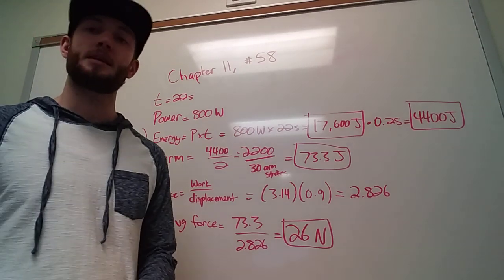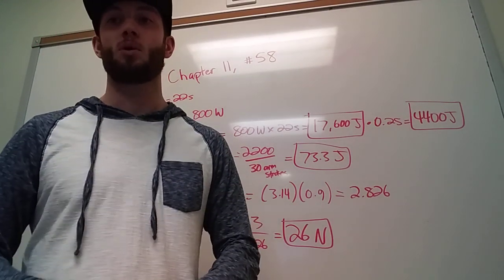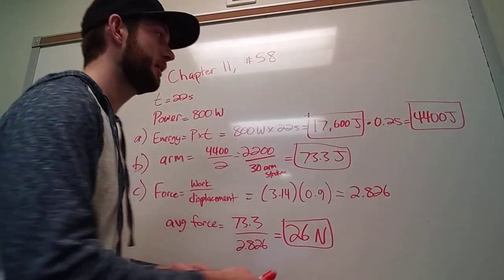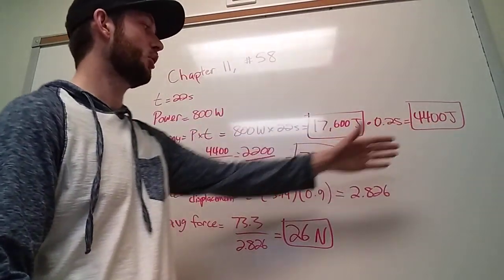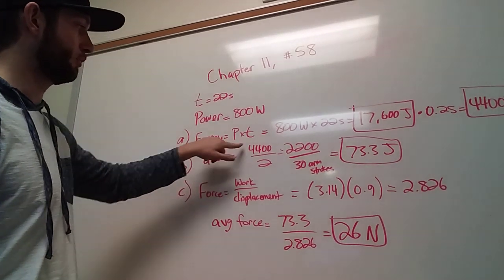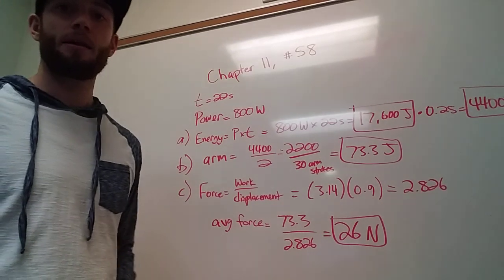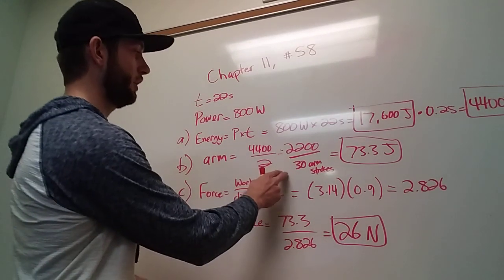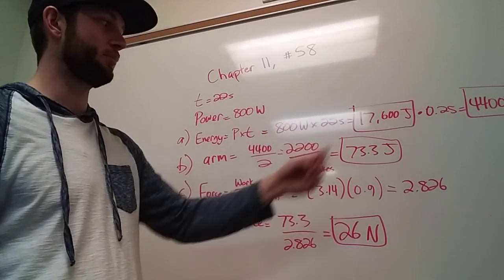Part B then asks, if half the energy is used in arm motion and half in leg motion, what is the energy expenditure per arm stroke? This is how much energy we're using total. If half of that energy is going into the arm, we divide 4,400 by 2 to be left with 2,200 joules. The problem earlier told us that there are 30 arm strokes. So we divide 2,200 joules by 30 arm strokes, and we're left with 73.3 joules per arm stroke.